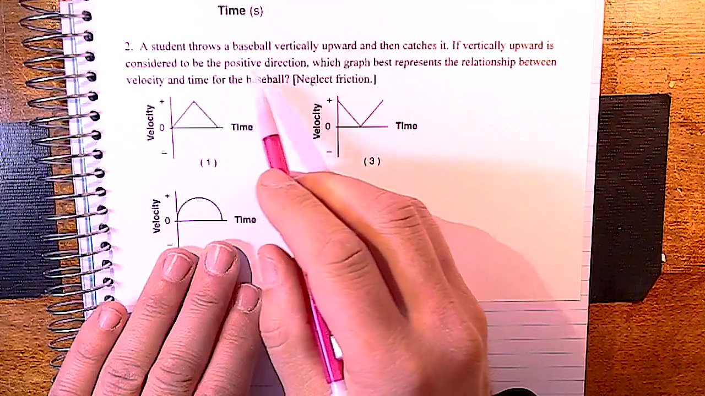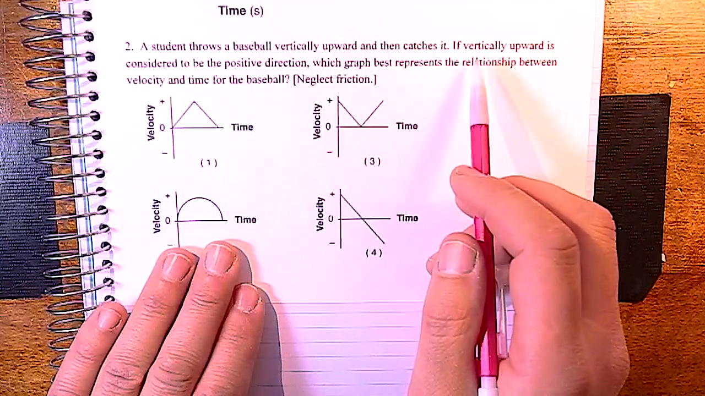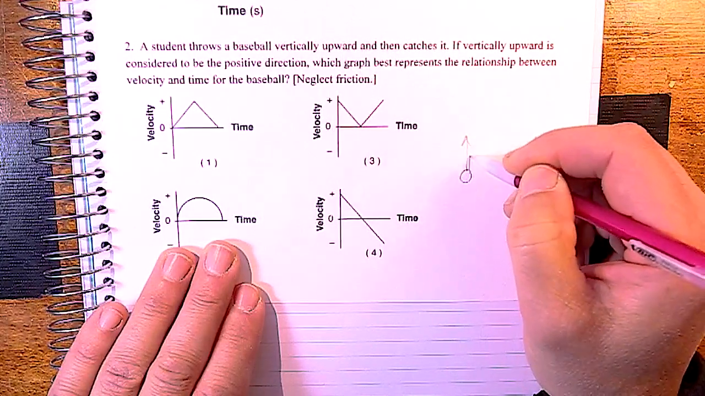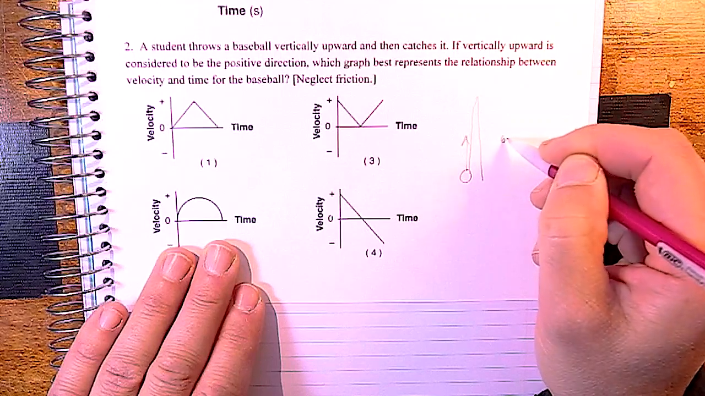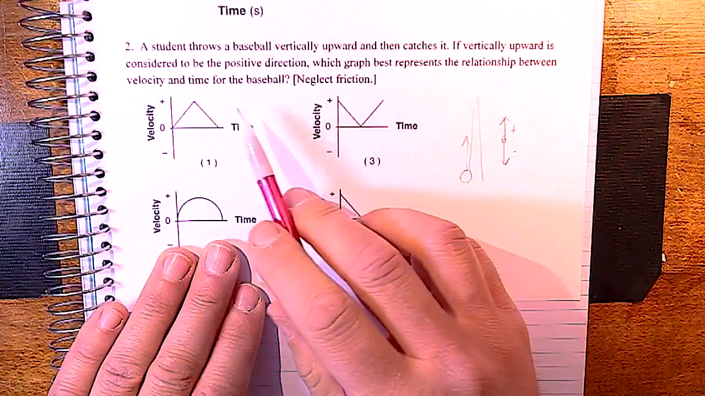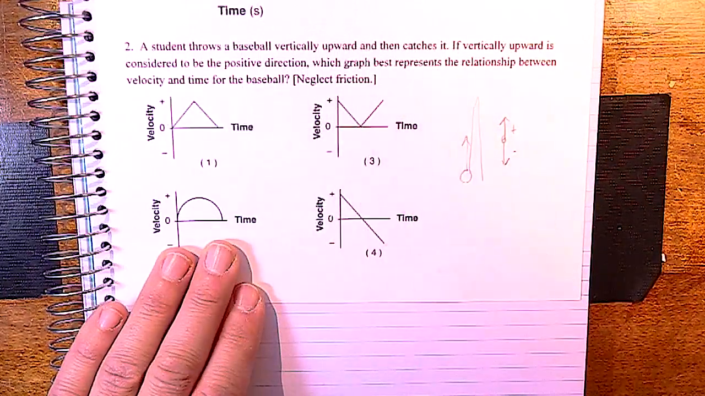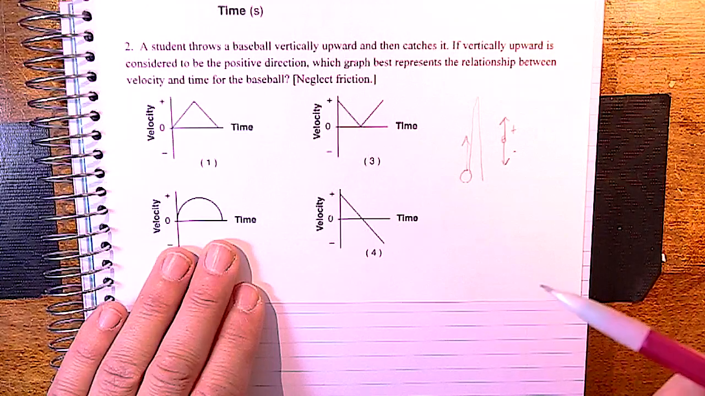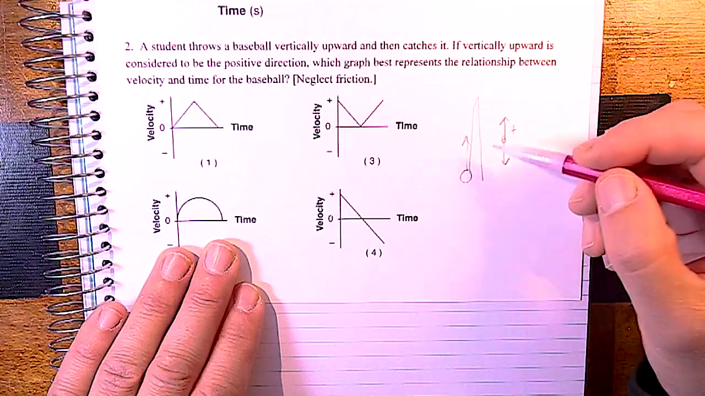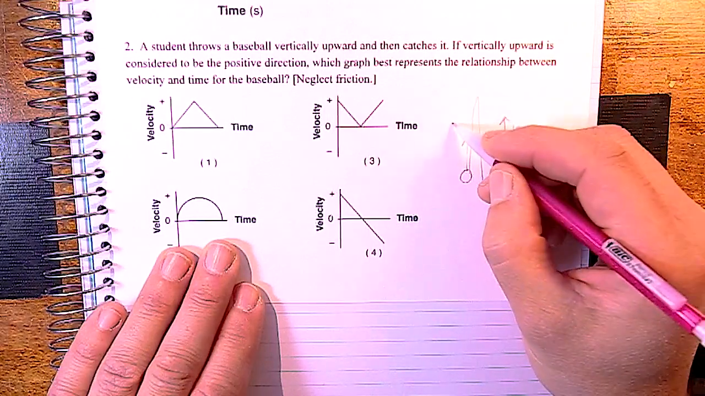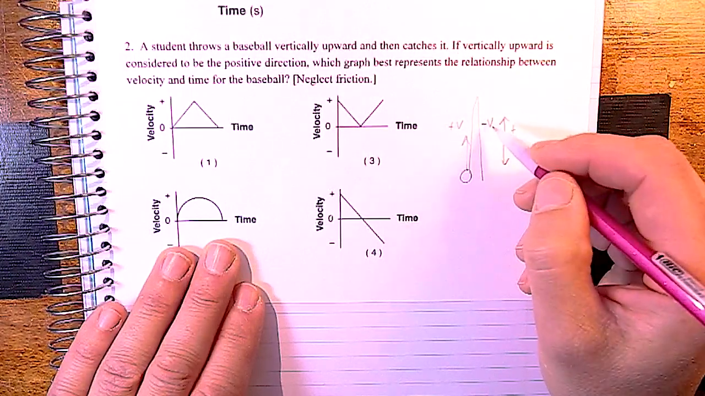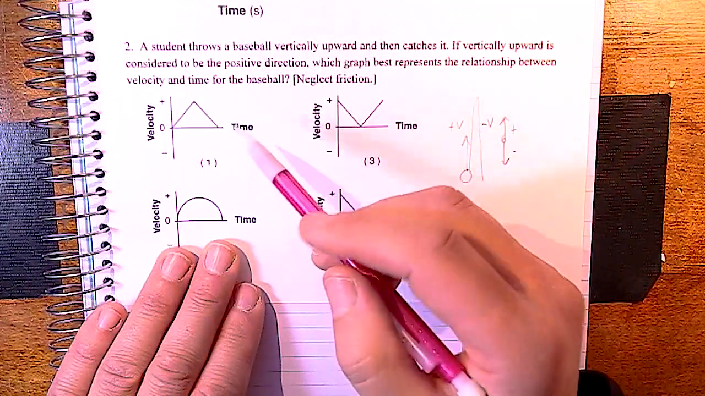Number 2. A student throws a baseball vertically upward and then catches it. If vertically upward is considered positive, so we're taking a ball and we're throwing it like this, it's going up and coming back down, and we're defining up as positive. Then which graph best represents the relationship between velocity and time for the ball? It's a very difficult question because we have to be looking at which way is positive, then which way is negative. Because on the way up, the ball's velocity is positive, and on the way down, the ball's velocity is negative. So I just want to go over these because this is a hard question.